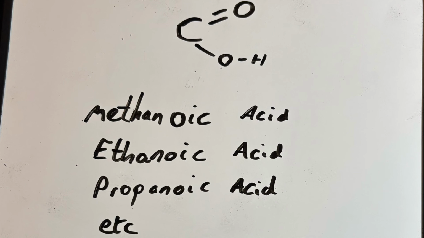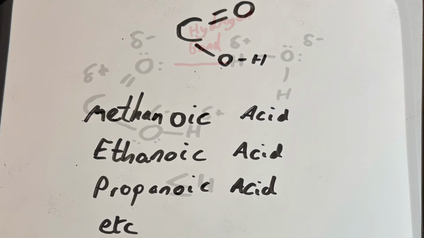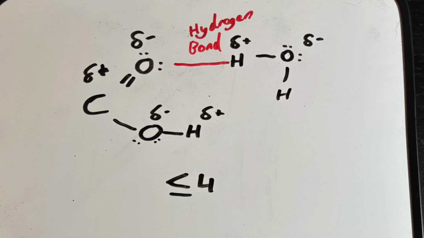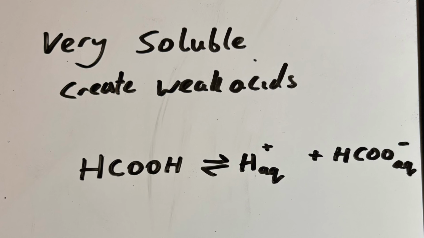So for carboxylic acids, the naming convention is you take the E off the alkane and you add oic on the end, and then obviously acid. Now, carboxylic acids can form hydrogen bonds either with water or with themselves. But this only works for carbon chains under 4, because otherwise there's too much surface area for induced dipole-dipole bonds, and that becomes the strongest attractive force. But as long as they're 4 or below, then they're very soluble, and so they create weak acids, which you can see from the equilibrium here.